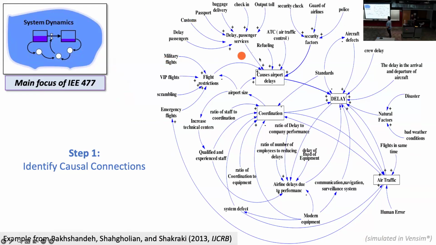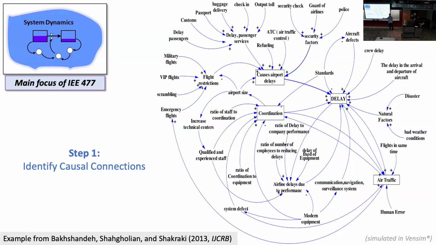I'm not going to go through these, but you can see things like customs, military flights, airport size. There are all of these things that potentially are important, and they've connected them with arrows. If you look closely, some have pluses and some have minuses. A positive causal relationship means if you increase one, it increases the other, or a negative means if you increase one, it decreases the other. This is a so-called causal loop diagram, and it's called that because you look for loops.